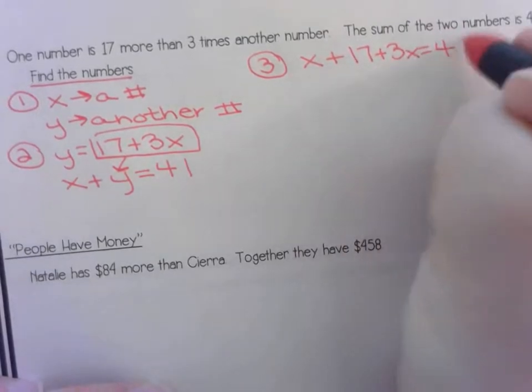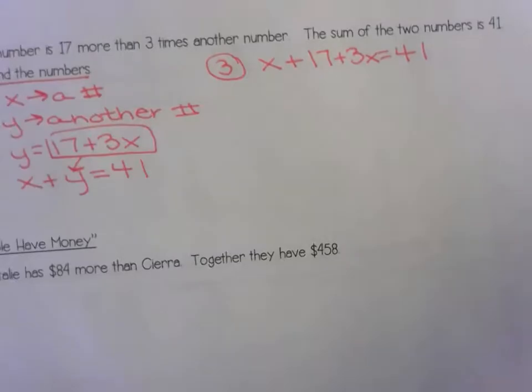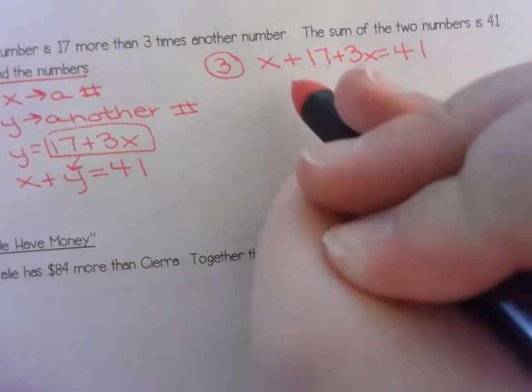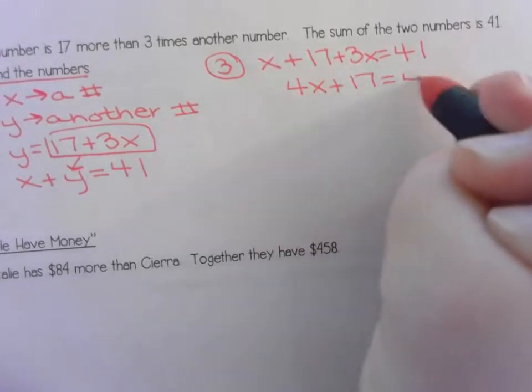Okay? This is all review. You've done substitution before. The only thing different today is you have to come up with the two equations on your own. So x plus 17 plus 3x equals 41. Only variable left is x. How do I start solving this for x? Combine like terms. Okay, what is x plus 3x? 4x. 4x plus 17 equals 41.